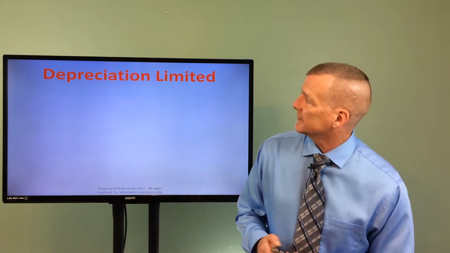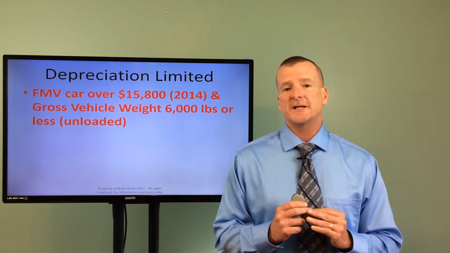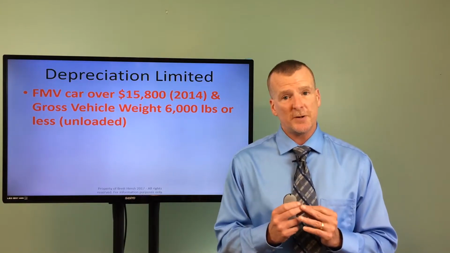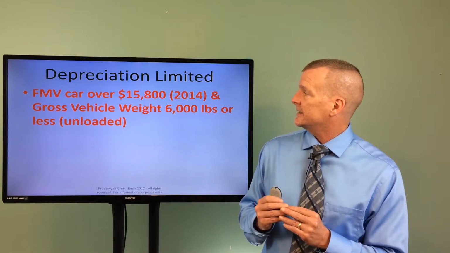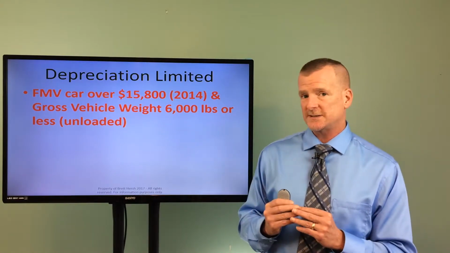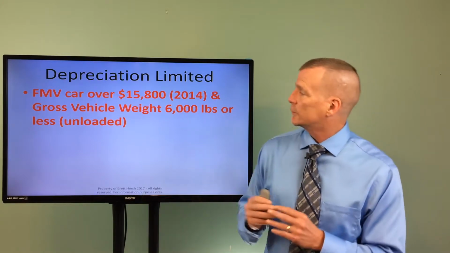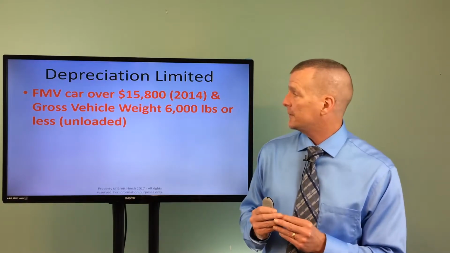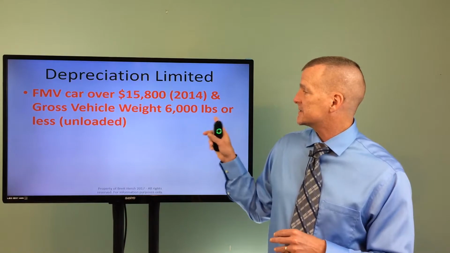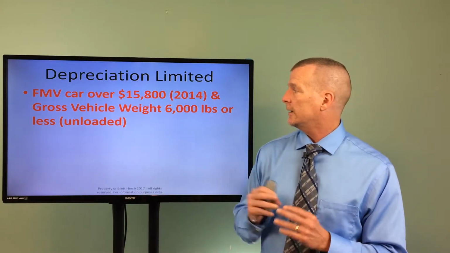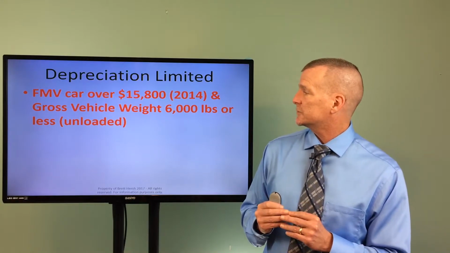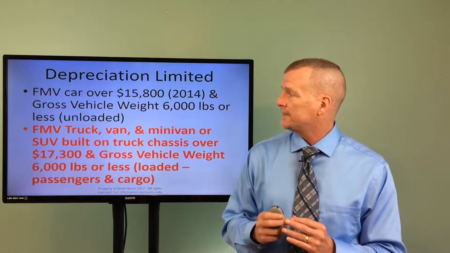All right, depreciation limited. This is where your depreciation is going to be limited. This is going to be if the vehicle that you purchase has a fair market value over $15,800. Now this is for 2014 because these numbers change. And the gross vehicle weight, the GVW of that vehicle, is 6,000 pounds or less unloaded. So that's a passenger vehicle or car, unloaded weight of 6,000 pounds or less. Your depreciation is going to be limited.